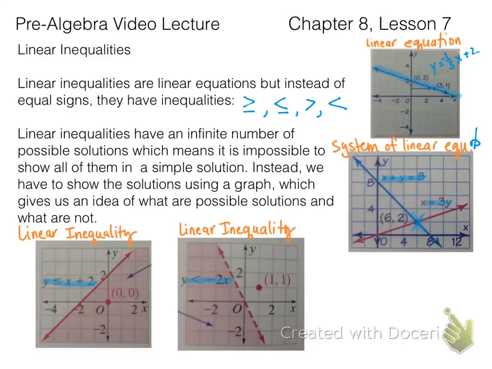So if you plugged in the point 0, 0 on this first one on the left into x and y, you're going to get 0 is less than or equal to 0 plus 2, because that's the inequality, and then if you solve it, you get 0 is less than or equal to 2, which is a true statement. 0 is less than or equal to 2, which means the point 0, 0 is a solution.